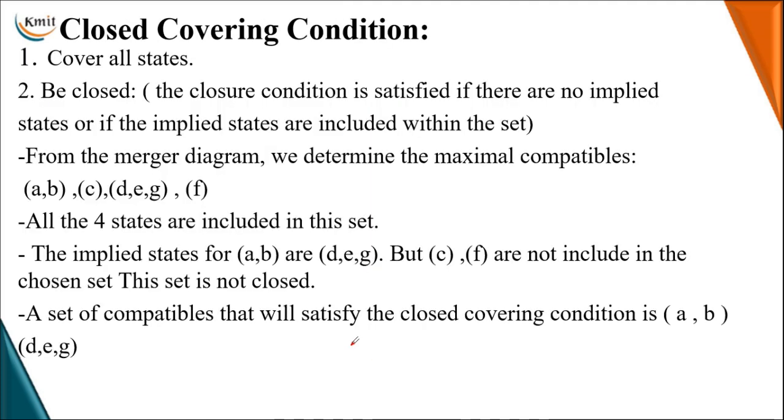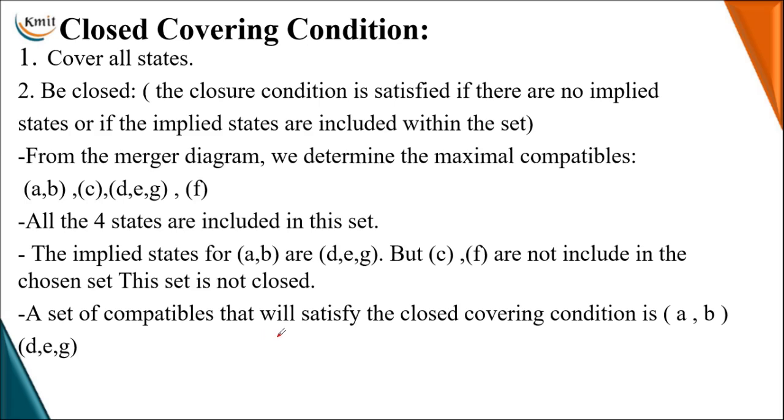Using that merger table, we will go for the closed covering condition. Here we obtain four states, which are AB, DE, DG, along with EG. Using the closed covering condition, AB forms two sets, where DEG forms a triangle with the three-state compatibility. C and F are not included in your chosen set, so this is not at all closed. Hence these are the individual states.